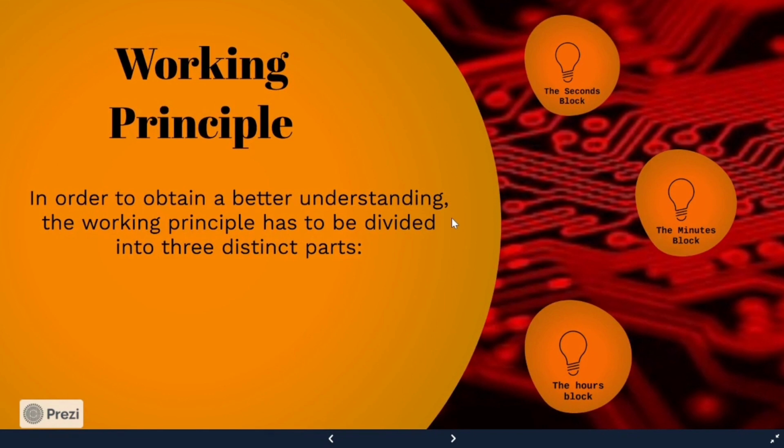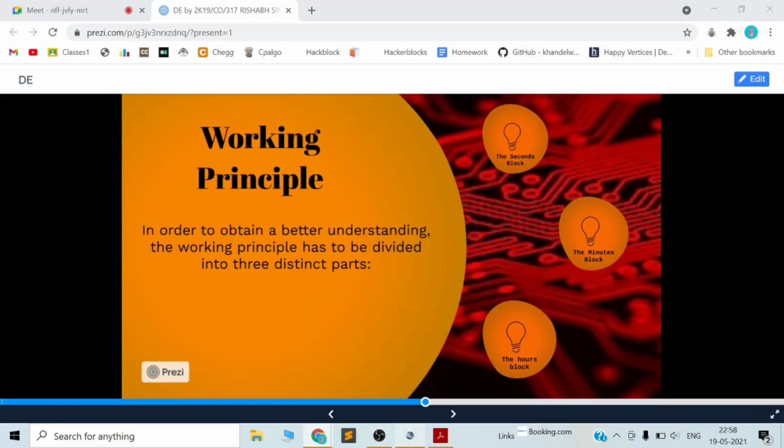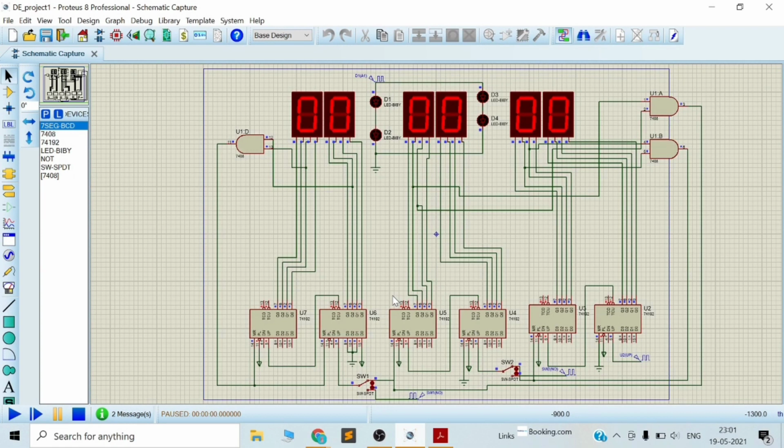Sir, for better understanding, we have divided the working principle into three distinct parts: the second block, the minute block, and the hour block. For a clear explanation, we will explain these blocks through our simulation. Before explaining the working of these blocks, let's start our simulation so that in the end you can ensure that our digital clock is working.